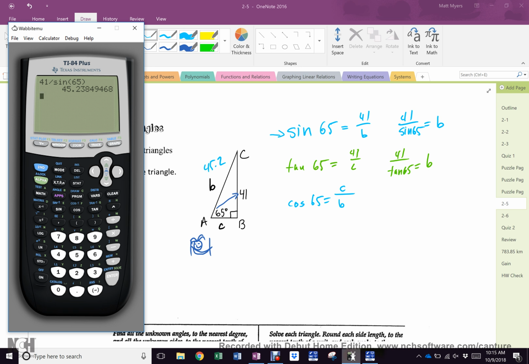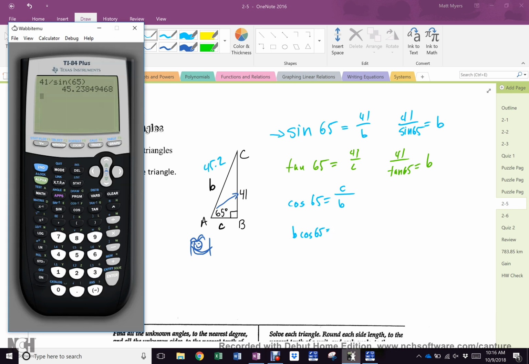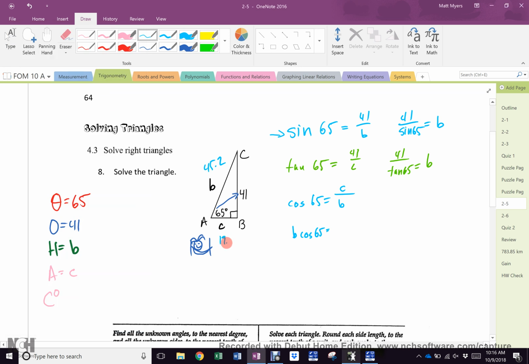So from here, since I know what B is, wouldn't it be B times cos 65 to get C? And isn't B sitting right on my calculator? So I would go times cos 65. Everybody cool? I know on my calculator it's 19.11, but I'm going to write 19.1.